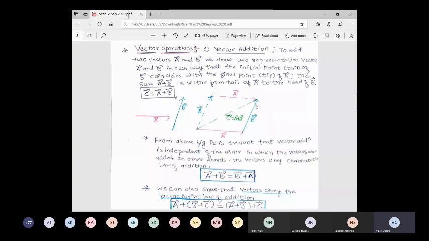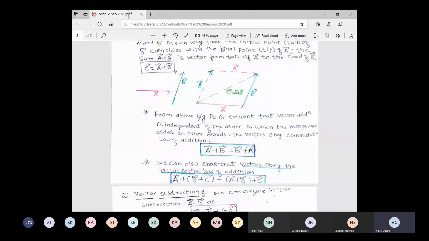From this figure, I have added A plus B and got this sum. If I follow the same procedure and add B plus A, you could see that I get the same result. Hence, from the above figure it is evident that vector addition is independent of the order in which the vectors are added. That is, they are commutative. You can add A plus B or B plus A.